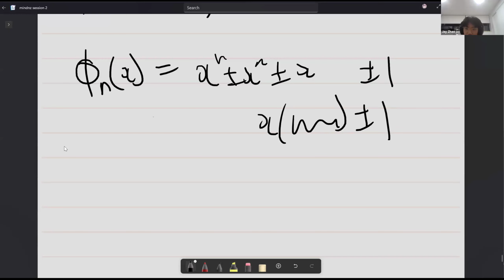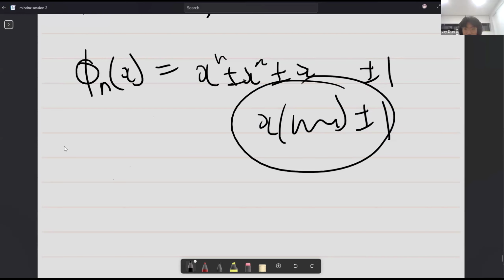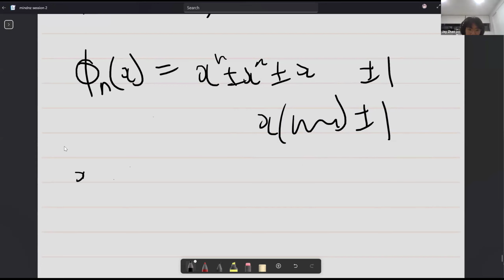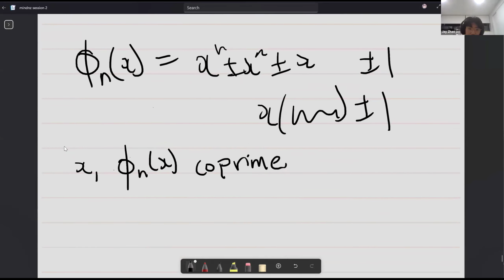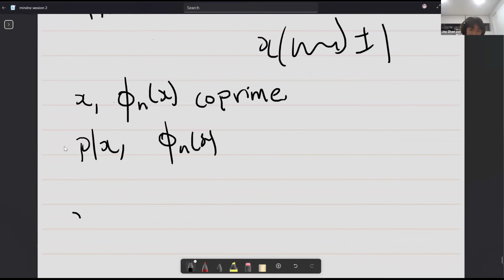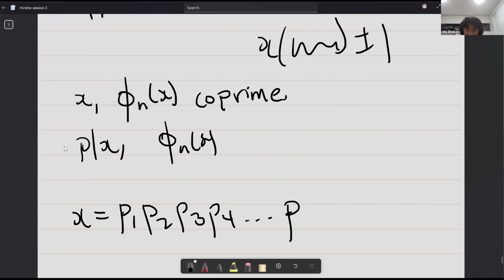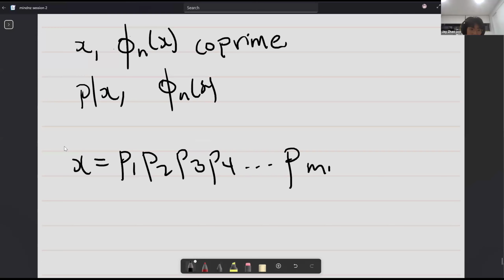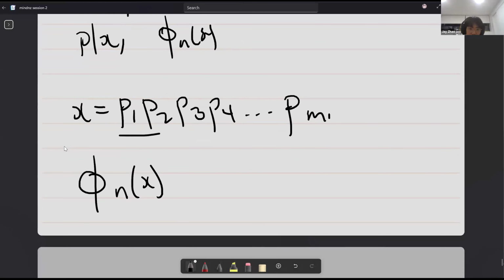And we know that this would be coprime to x, right? So if p divided x, it would not divide this. So if we set x equal to p1 p2 p3 p4 up to pm, then this thing would not be divisible by any of these primes.